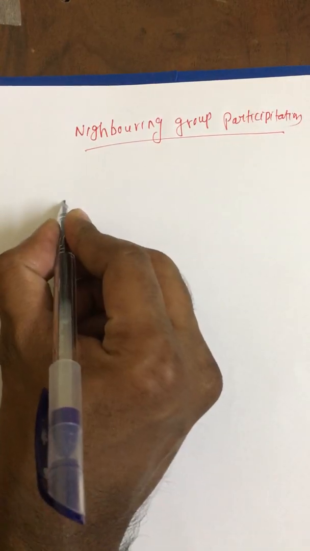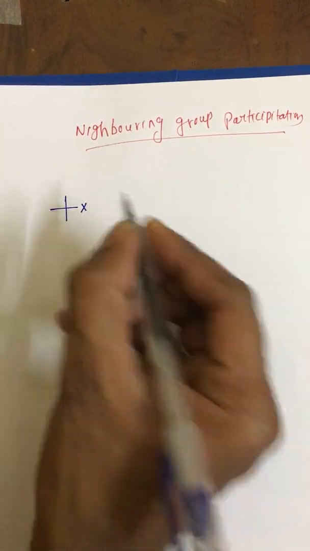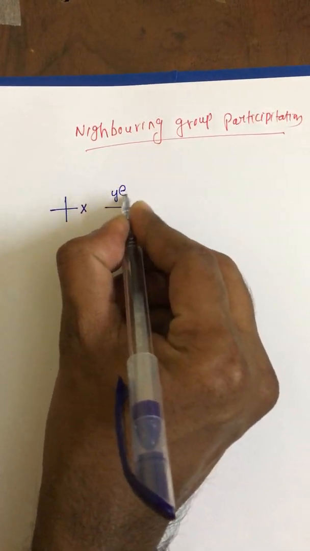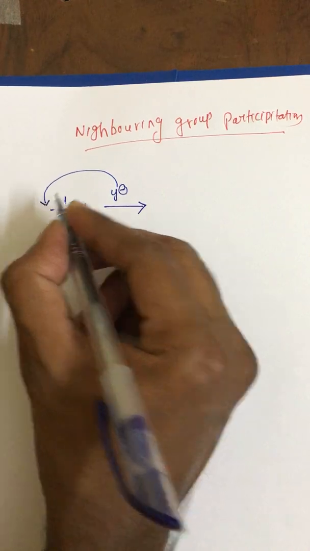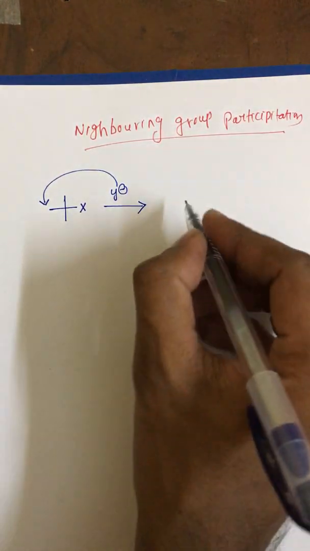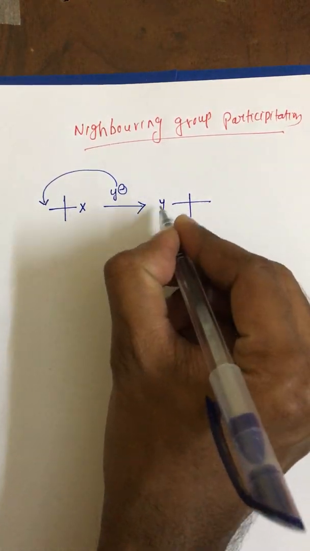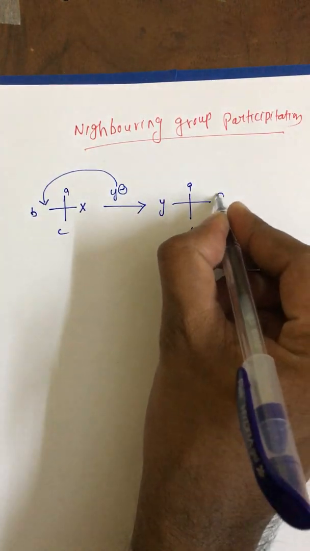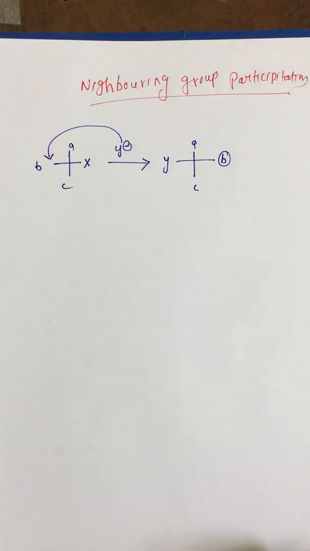So we know that if we have a leaving group here, in case of an SN2 reaction, the ligand, which is the nucleophile, will approach from the opposite direction of the leaving group. So the product will be this. Imagine this is A, B, C. So A and C will not change their position, only B will change its position. So this is the SN2 reaction.